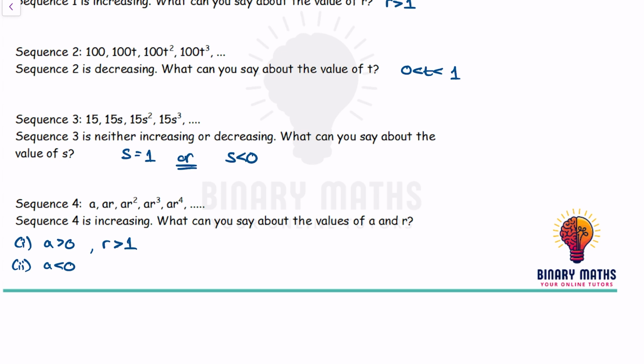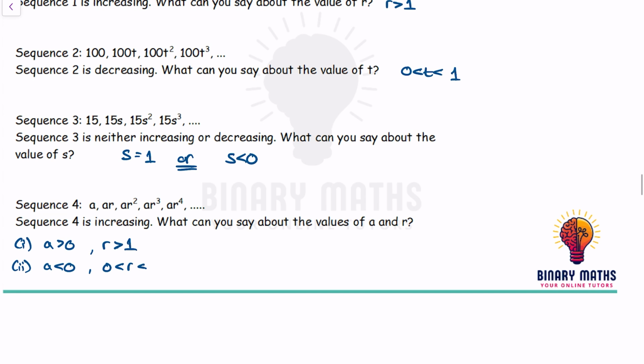If a is less than 0, then we can't have r negative. r has to be between 0 and 1. Because if r is between 0 and 1, then you've got negative numbers everywhere because of a being negative. But because r is between 0 and 1, it's going to multiply a number by a number between 0 and 1, which is going to make it increase as we go along.